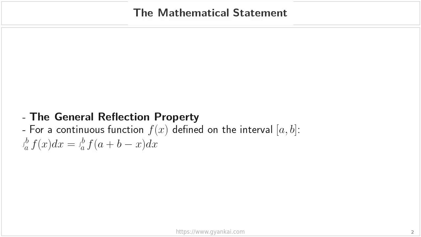This property essentially says that the area under the curve of f of x between a and b is the same as the area under the curve of this reflected function, f of a plus b minus x, also between a and b. We'll see how this works in practice on the following slides, particularly when we introduce the 2I method. But for now, it's important to understand this mathematical statement as the foundation for applying the property. Remember this formula, as it's the key to unlocking some tricky integrals.